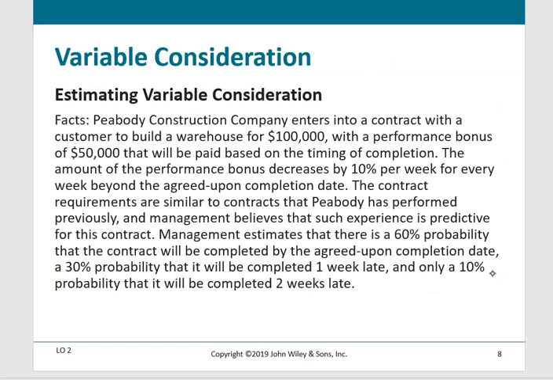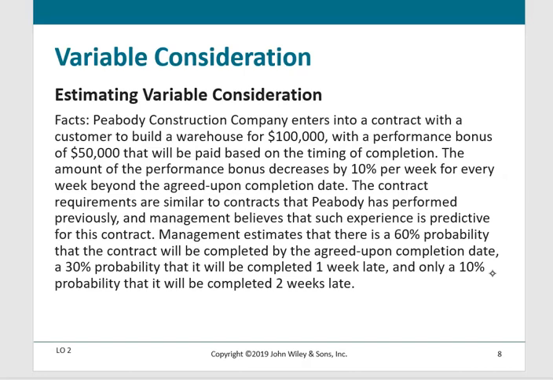Let's take a look at an example. Peabody Construction Company enters into a contract with a customer to build a warehouse for $100,000 with a performance bonus of $50,000 that will be paid based on the timing of completion. So the company is trying to encourage or incentivize early completion of this. The amount of the performance bonus decreases by 10% per week for every week beyond the agreed upon completion date.